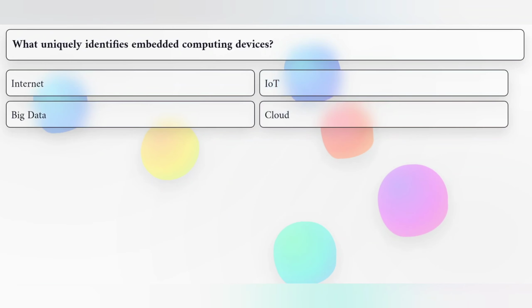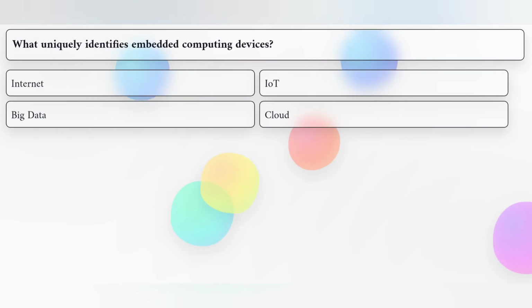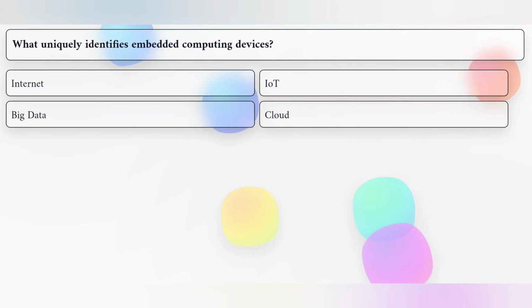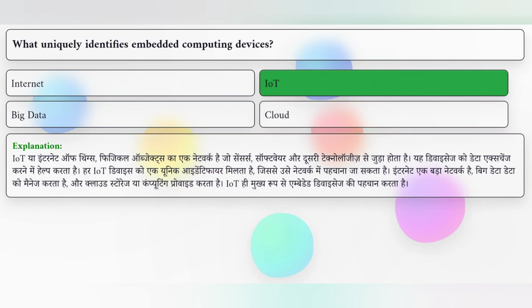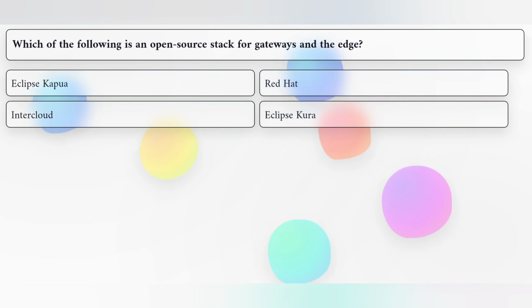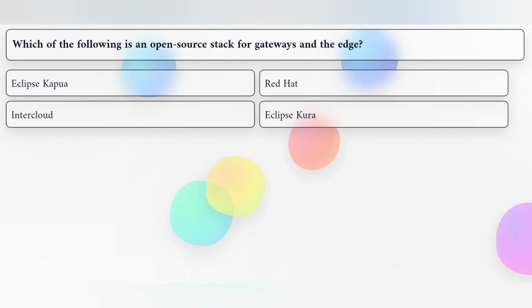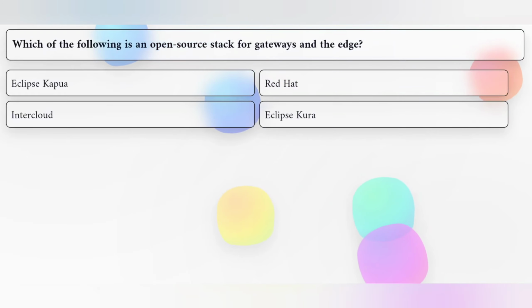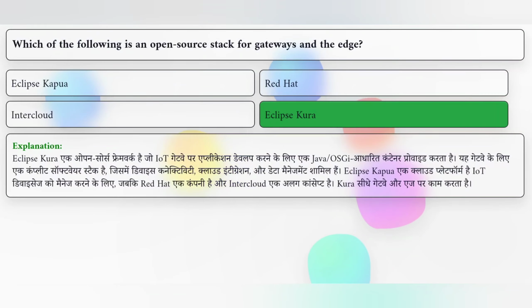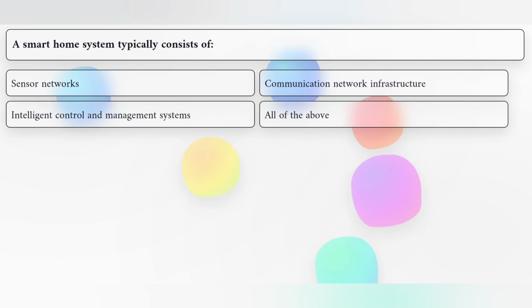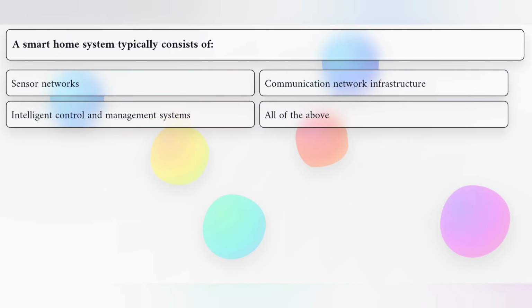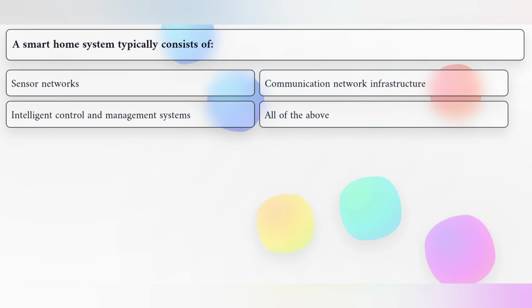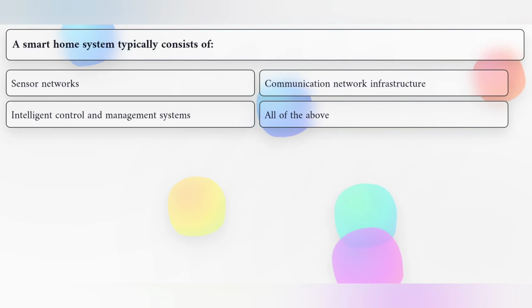What uniquely identifies embedded computing devices? Internet, IoT, Big Data, Cloud. Which of the following is an open-source stack for gateways in the edge? Eclipse Kapua, Red Hat, Intercloud, Eclipse Kura. A smart home system typically consists of sensor networks, communication network infrastructure, intelligent control and management systems. All of the above.